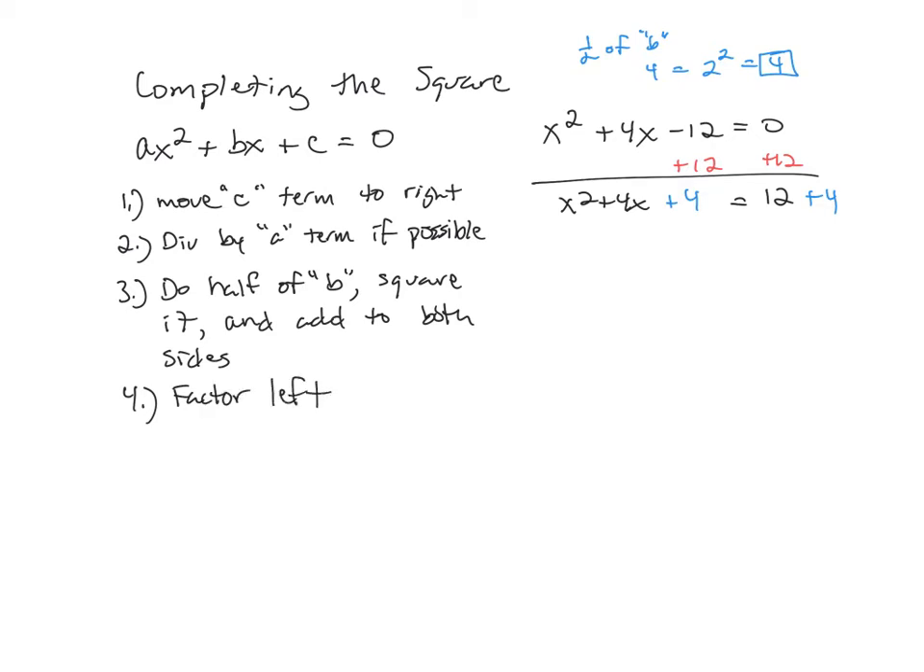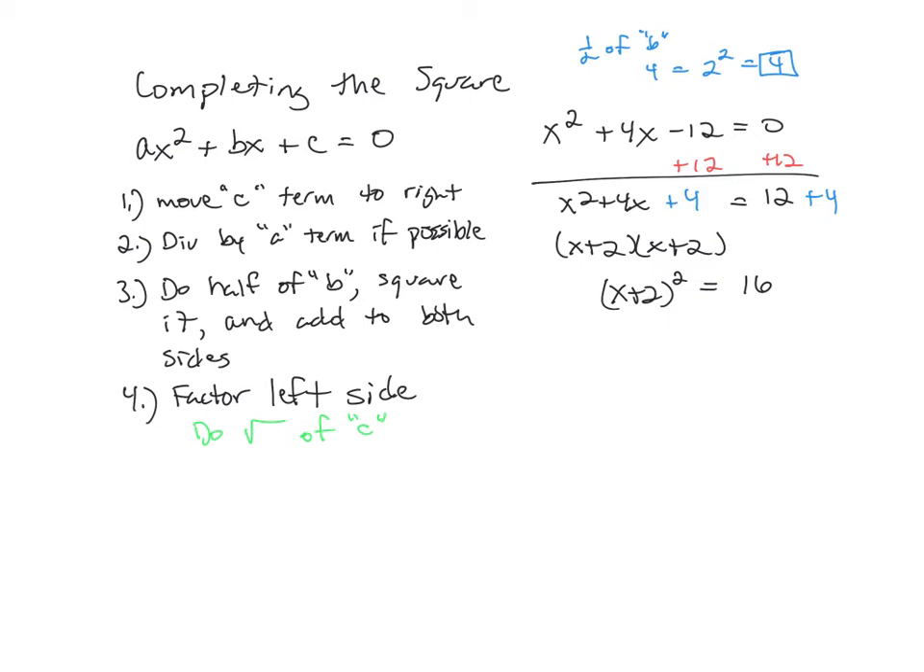Factor the left side. Now here's the nice thing about why we want that blue 4 to be there. When we factor the left side, do the square root of c. Well, the square root of 4 is 2. So we're going to have x plus 2, x plus 2, or x plus 2 squared. And then I can add those two together: 12 and 4 is 16. Okay, so that will always happen.